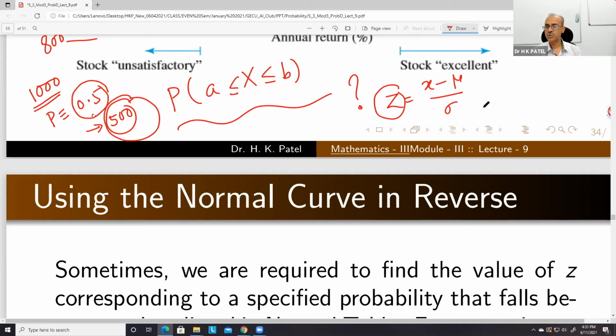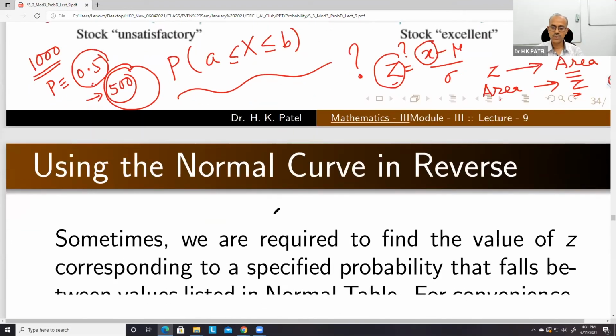Okay, so now what was happening? I had a z value and was obtaining the corresponding area. Now I have the area, and I will find the z value corresponding to that. So the area is given or known to us. With the help of this area, we will find the z value, and once the z value is obtained, I can find x. So this is a reverse type of problem using the normal table.